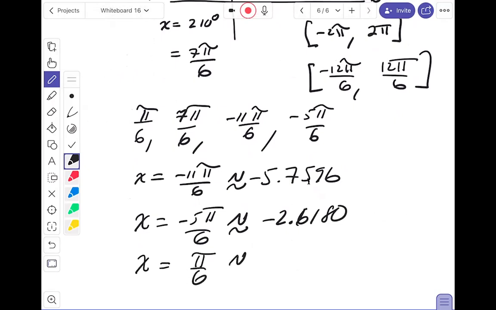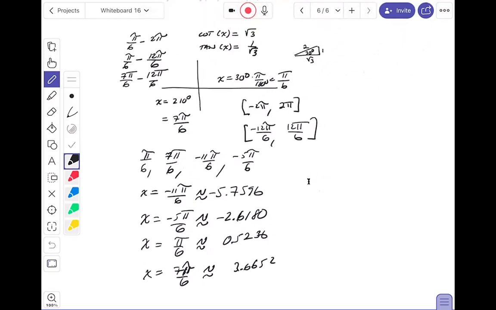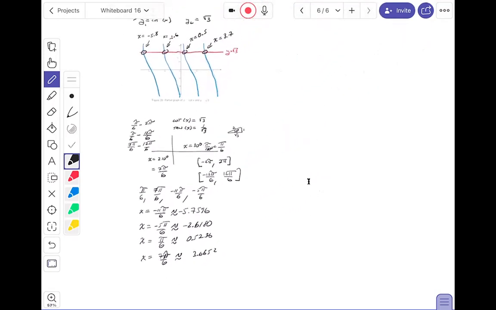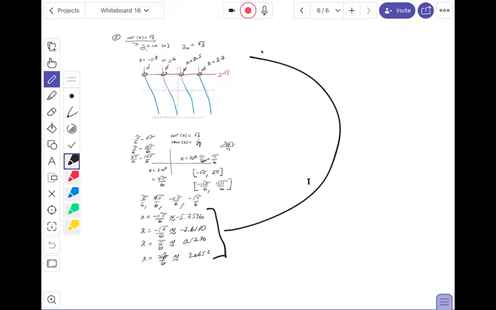The next number in order would be pi over 6. This would be equal to about 0.5236. And the next number, x equals 7 pi over 6. And this is approximately equal to 3.6652 on a calculator. Again, I want to point out, we looked at the picture. I'm going to go over that with you again. And I want to point out these numbers that we saw in the picture are right up over there. Minus 5.8 approximately, minus 2.6, 0.5, and 3.7 in the picture. Things work out nicely. They really do.